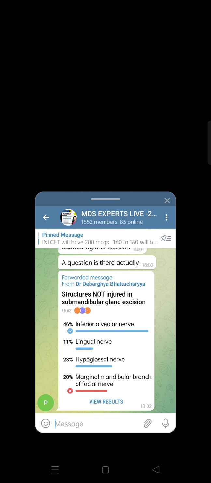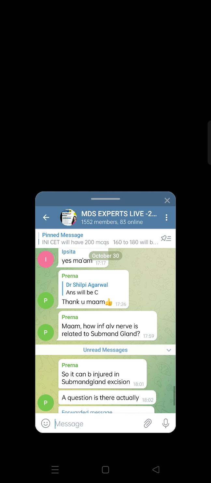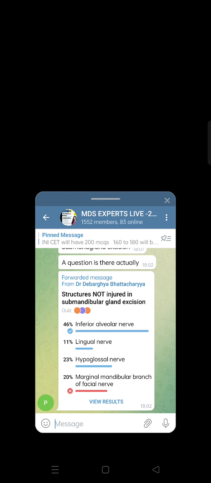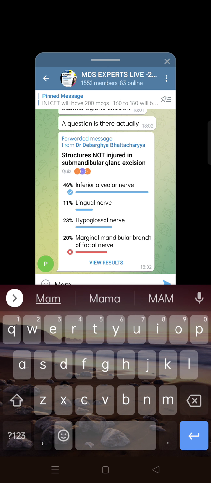See Prerna, it is not in a very direct relation with the submandibular gland. So its branches can be injured, but because it is not in a direct relation, there are fewer chances for the inferior alveolar nerve to be injured. If you have any question related to it, we can discuss that question, because according to the question also the points change.